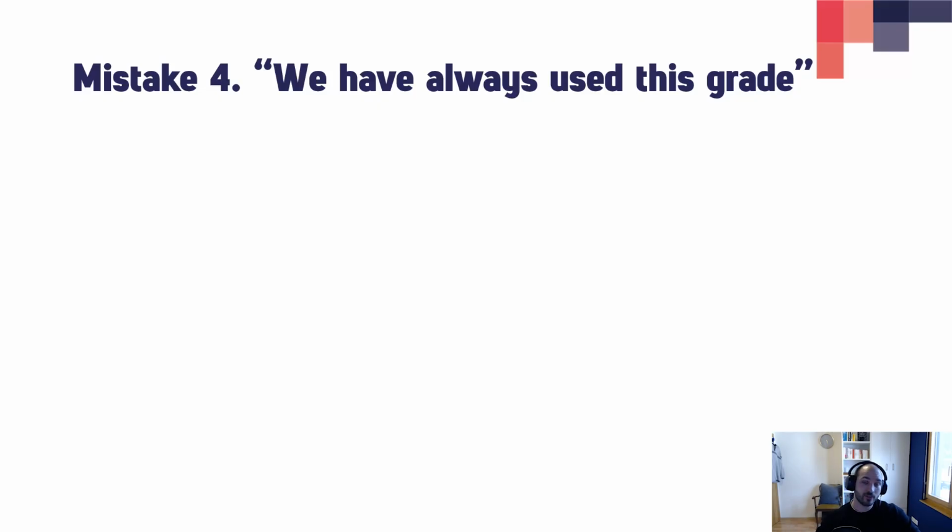Then mistake number 4, and I said in the beginning that mistake number 2 and number 4 are 2 of the defaults. So either you just go for the cheapest, then procurement decides. And mistake number 4 is we've always taken this material. We've always done it like this, or we've always used this grade. Those are variations of the same theme.